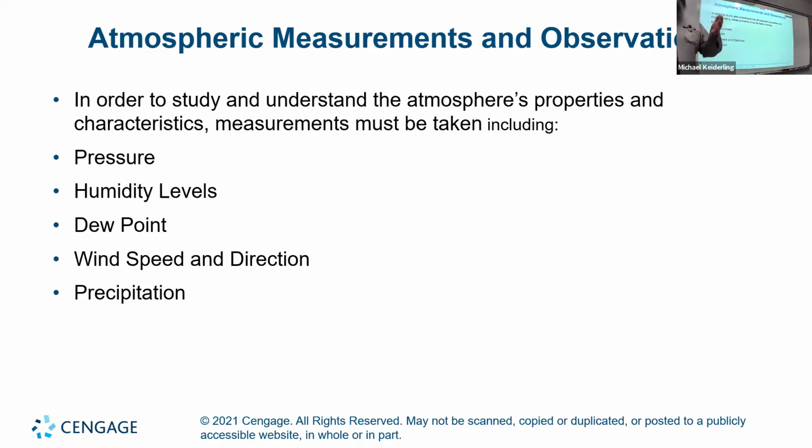In order to understand the atmosphere's properties and characteristics, you need to take measurements. These include things like pressure, which is a measure of how much the air is squeezing, humidity levels, how much water is in the air, the dew point, which is tied to humidity, the wind speed and direction, and precipitation, how much water is falling from the sky.